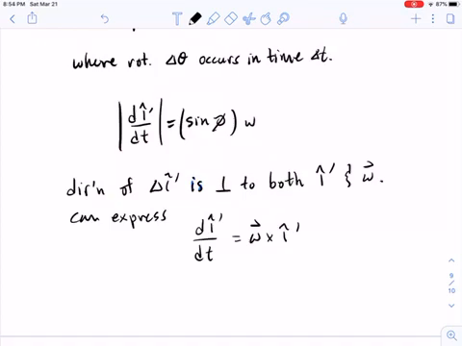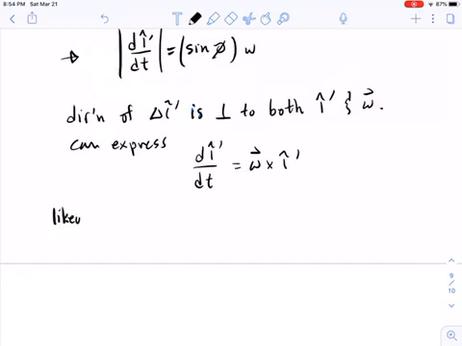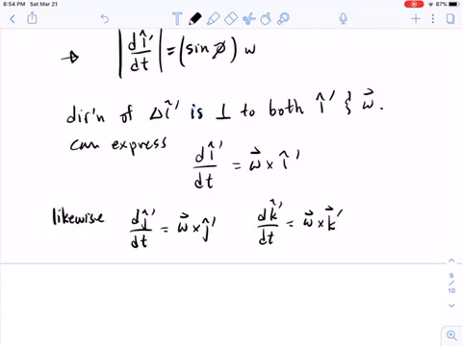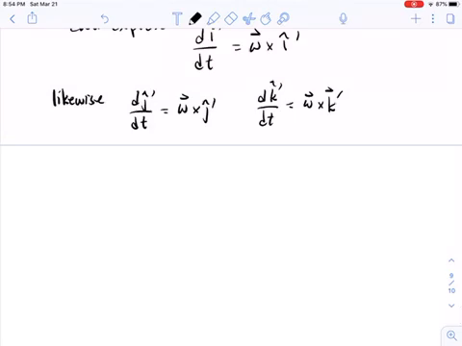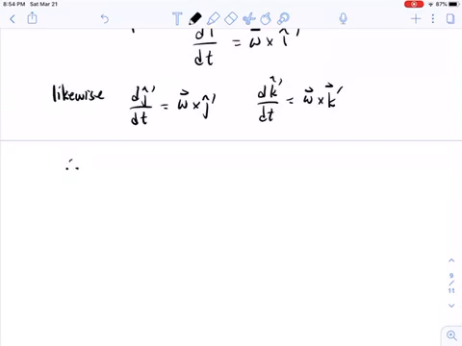It has the right magnitude because if we write the magnitude of the cross product, we get the magnitude of omega times the magnitude of I hat prime, which is 1, times the sine of the angle between them, which is sine phi. And so we get omega sine phi, which is what we already deduced for that magnitude. Okay, likewise, we could do a similar argument for j hat prime and k hat prime. The only thing that would be different is that the angle phi would change depending on which unit vector we were working with.